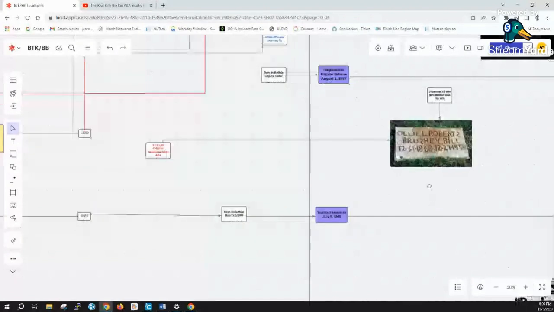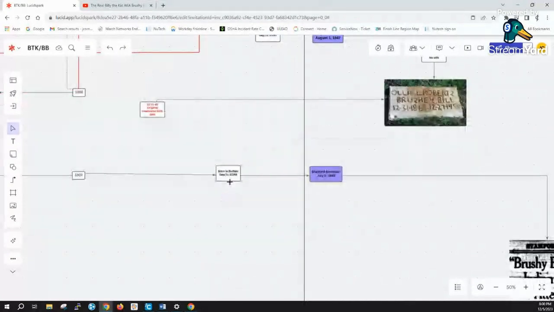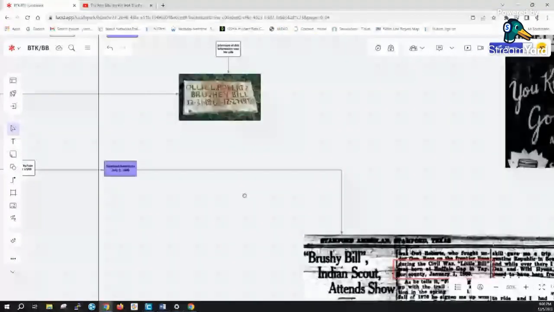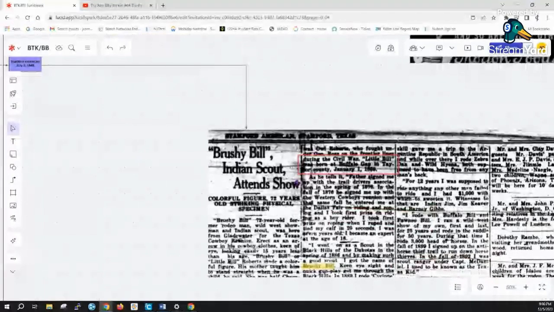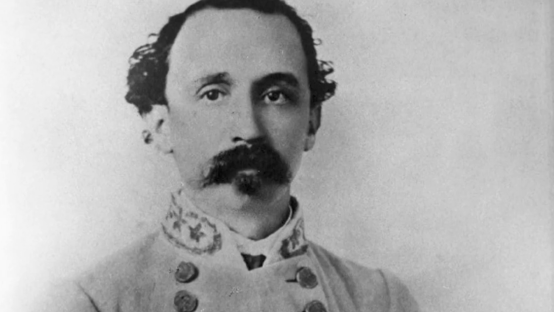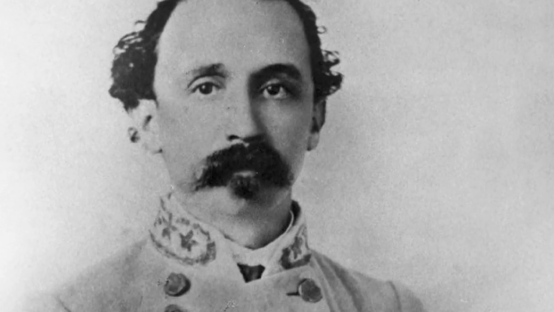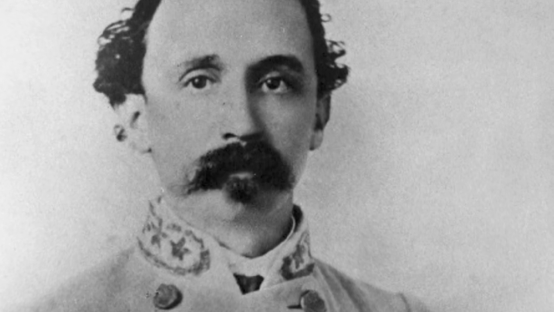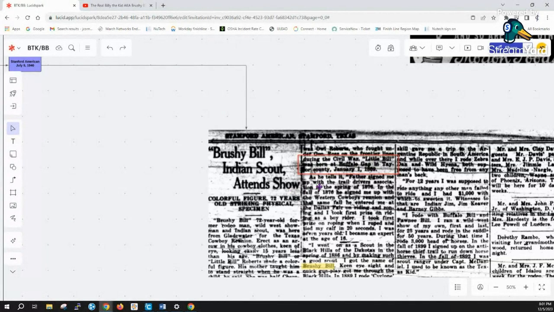Then we come down to 1869, born in Buffalo Gap, once again, January 1st, according to the Stanford American newspaper. This time it talks about he was the son of O.L. Roberts, who fought under General Ross on the frontier lines during the Civil War. Little Bill was born in Buffalo Gap, Taylor County, Texas, January 1st, 1869. We know Little Bill is the same person as Brushy Bill because it says so right over here.